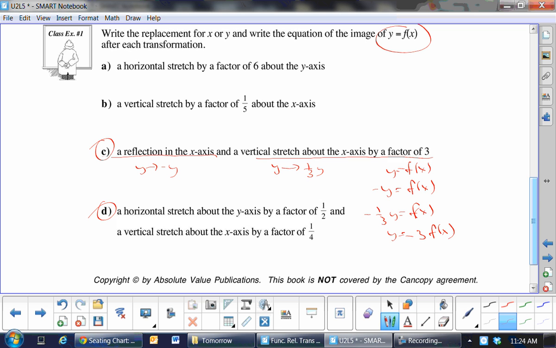Okay, D. Take 10 seconds to come up with the replacements, and then I'm just going to ask one of you lucky people to give me just the replacements.